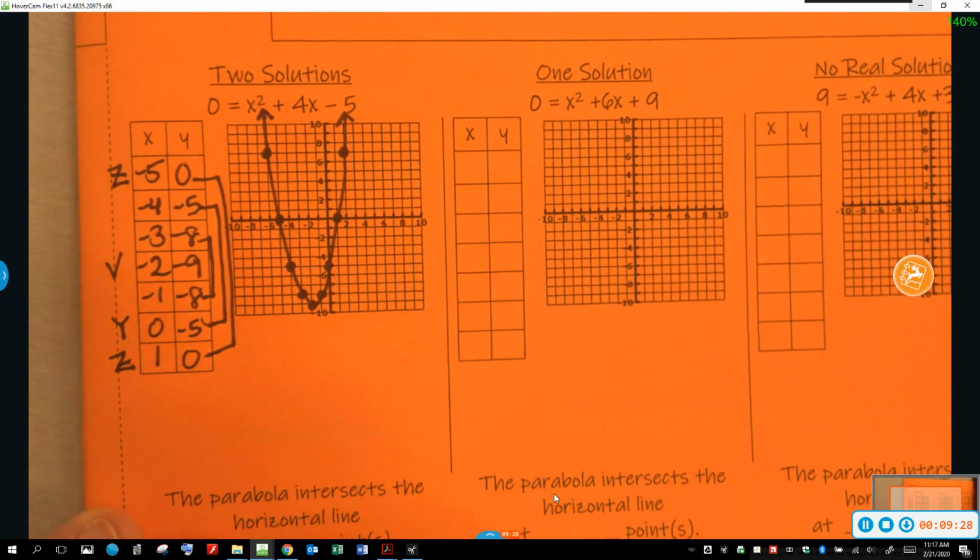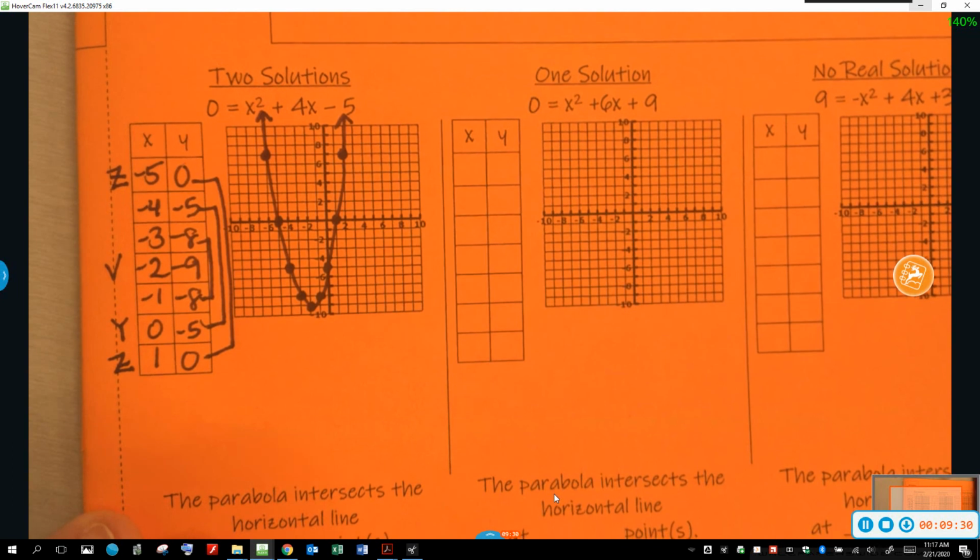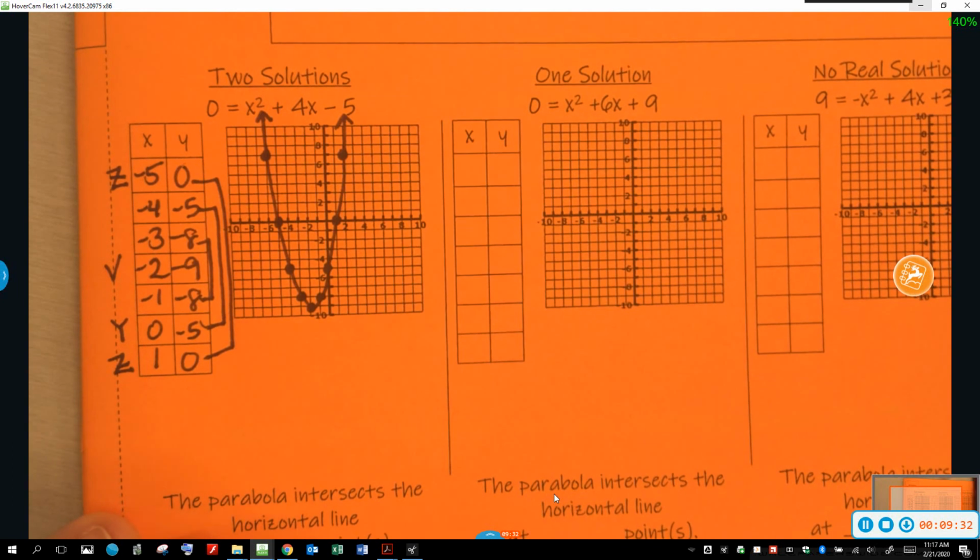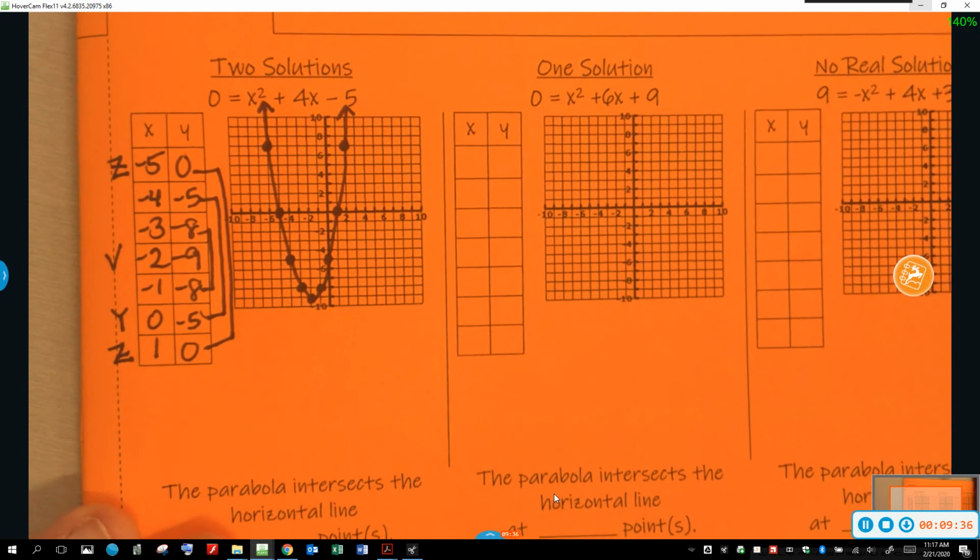Take a minute, and then I'll give you all about maybe 30 more seconds to get that graphed and plotted and all that other good stuff. Okay? Somebody get the door, please.